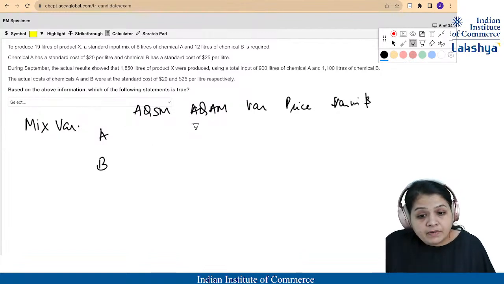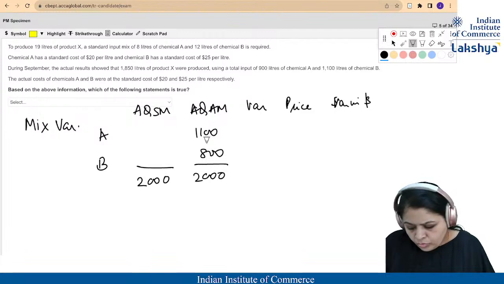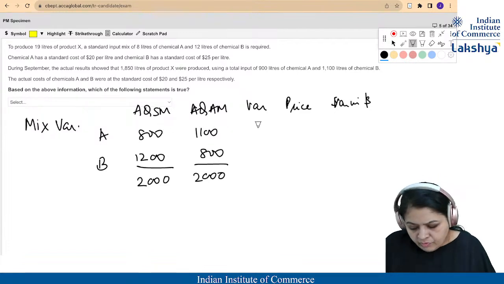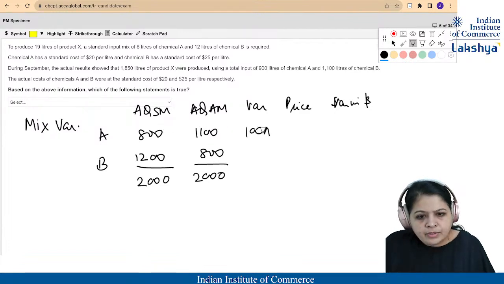AQAM is already given in the question, which is 1100 and 900, bringing it to 2000. This 2000 will be distributed to the others, right, in a proportion of 8 and 12. So it's simple, 800 and 1200. The variance is standard minus actual, which is 100 adverse, and here it is going to be 100 favorable.